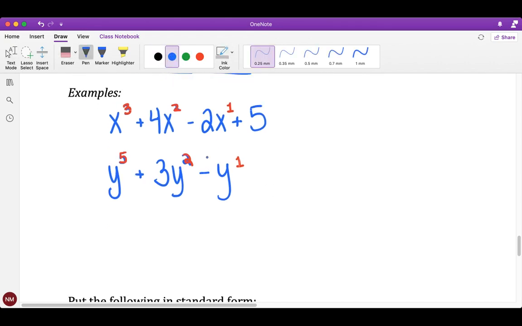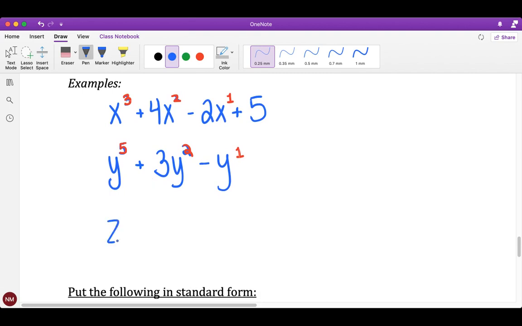Let's look at another one in standard form. Let's just do z plus 1. This is in standard form because this is my first degree and then my constant. It goes in descending order: my variable and then my constant.